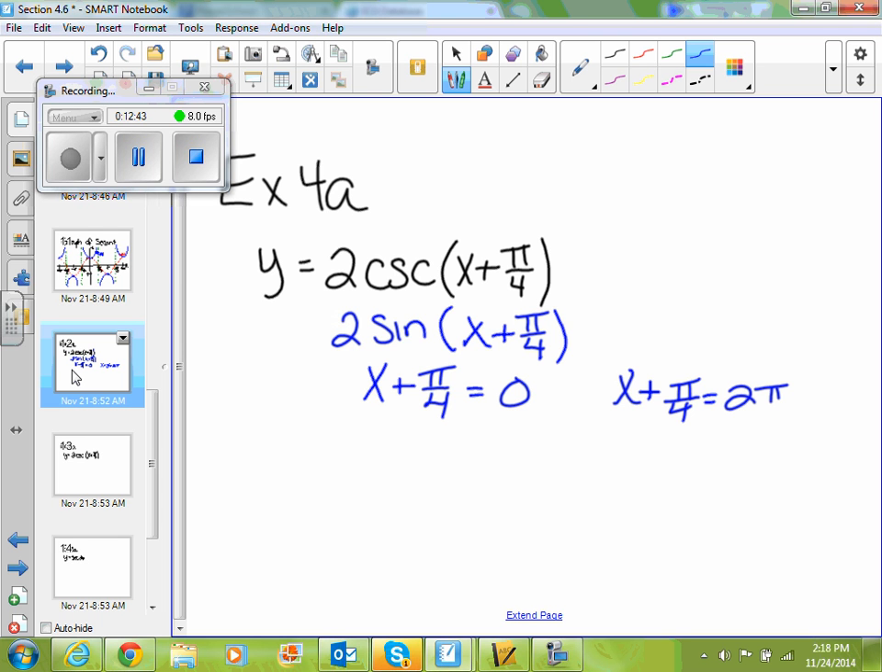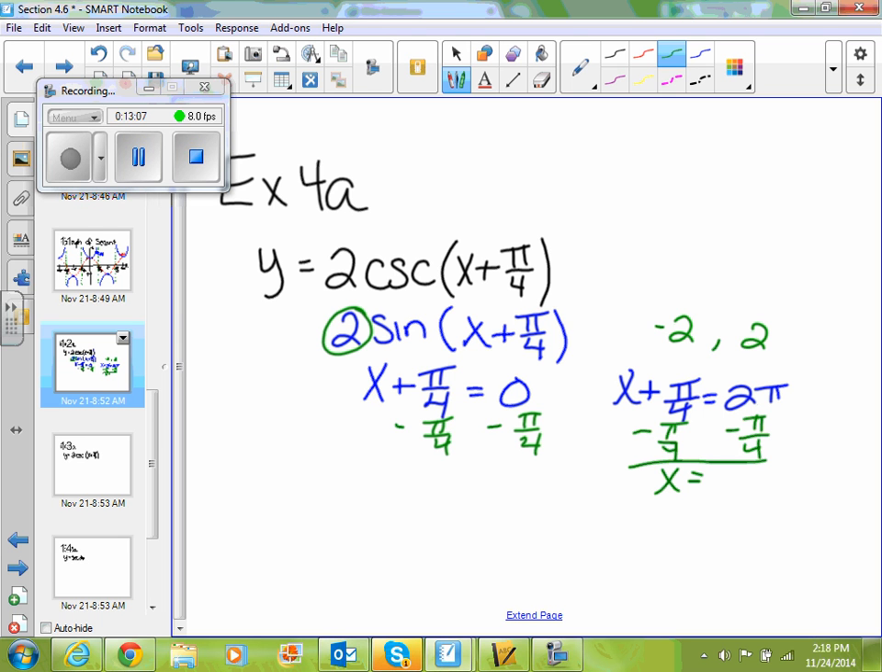I also know that my amplitude, because of this 2, is going to go between -2 and 2 on my y-axis. So if I go ahead and solve these by subtracting pi over 4, I get x equals 7 pi over 4, and x equals negative pi over 4.